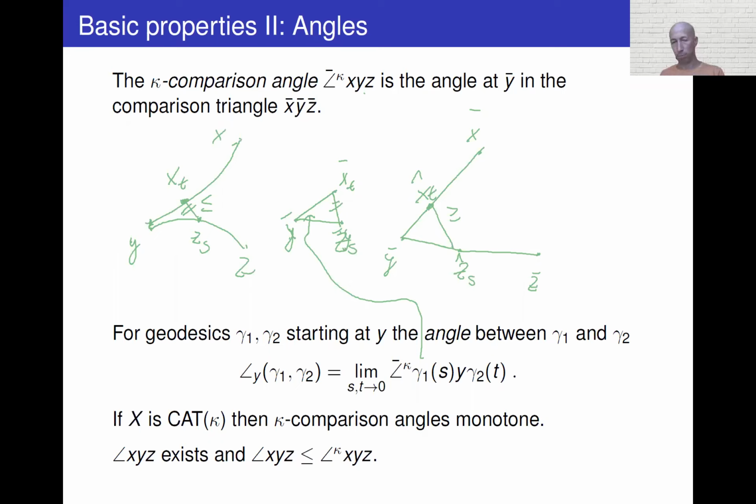Questions about angles, comparison angles? No questions? Okay.